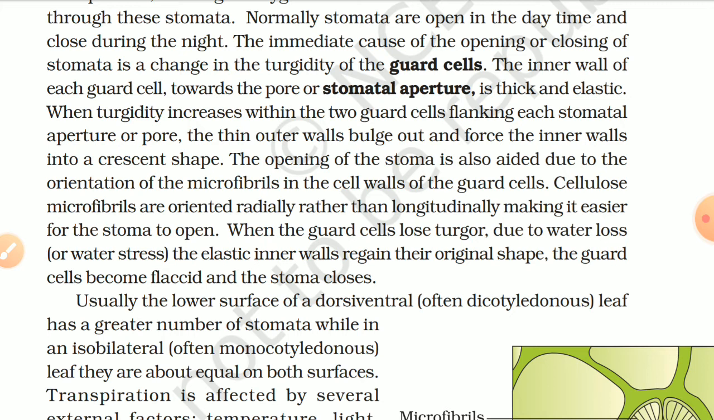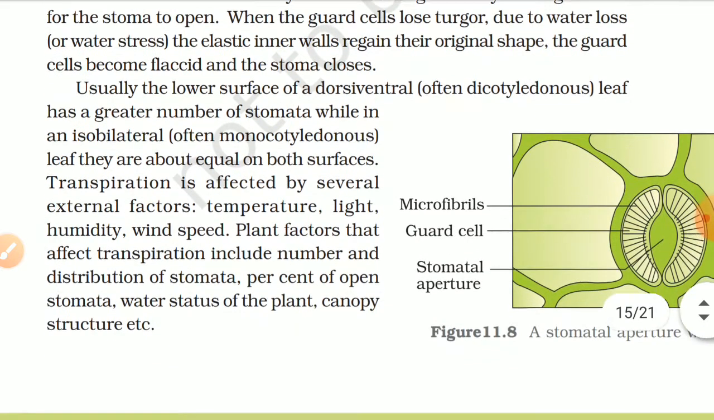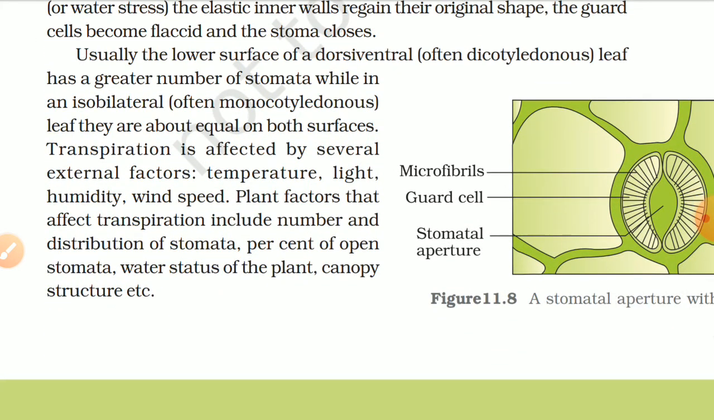The guard cells become flaccid and the stoma closes. Usually the lower surface of a dorsiventral, often dicotyledonous leaf has a greater number of stomata, while in an isobilateral, often monocotyledonous leaf, they are about equal on both surfaces. Transpiration is affected by several external factors: temperature, light, humidity, wind speed.